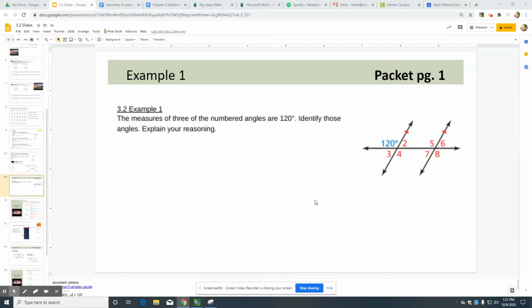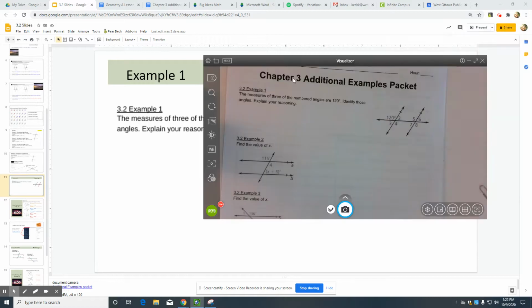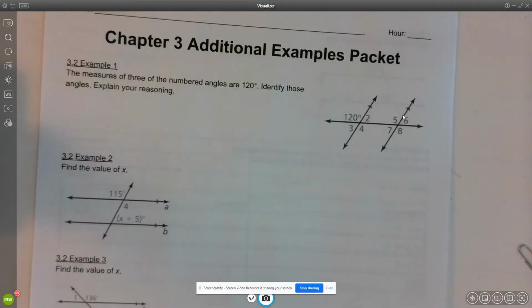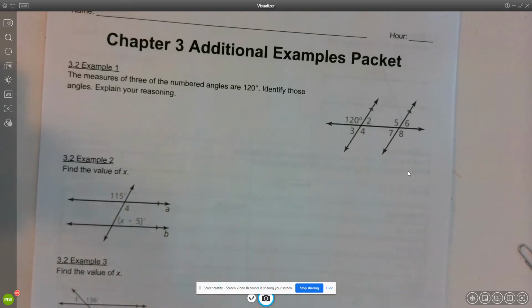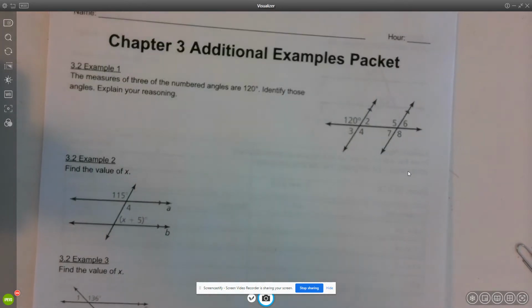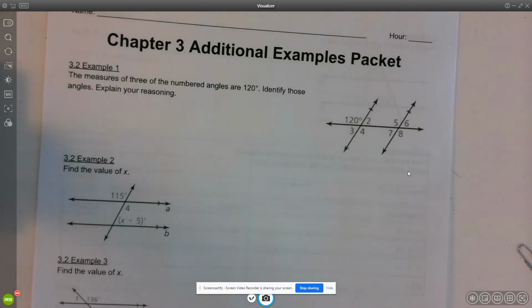In this video, we're going to do example 1 for lesson 3.2. This is in your additional examples packet, so go ahead and find that packet. And we're going to do this first example. It says the measure of 3 of the numbered angles are 120 degrees. Identify those angles and explain your reasoning.